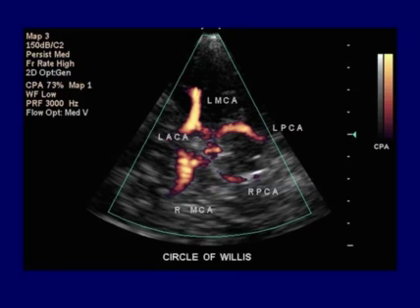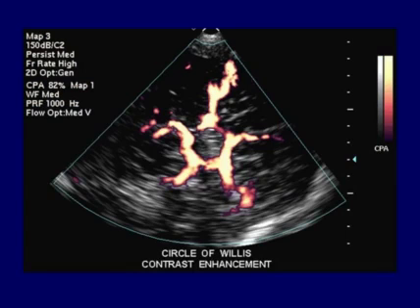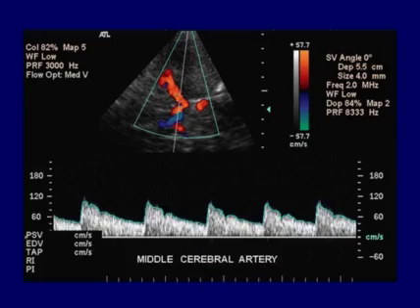Power Doppler can be useful. Obviously, it picks up lower flow, and it's a little less angle dependent. We can see that in this image here. If we inject contrast, we can see how much it enhances, and we can pretty much see in this example the whole circle of Willis.